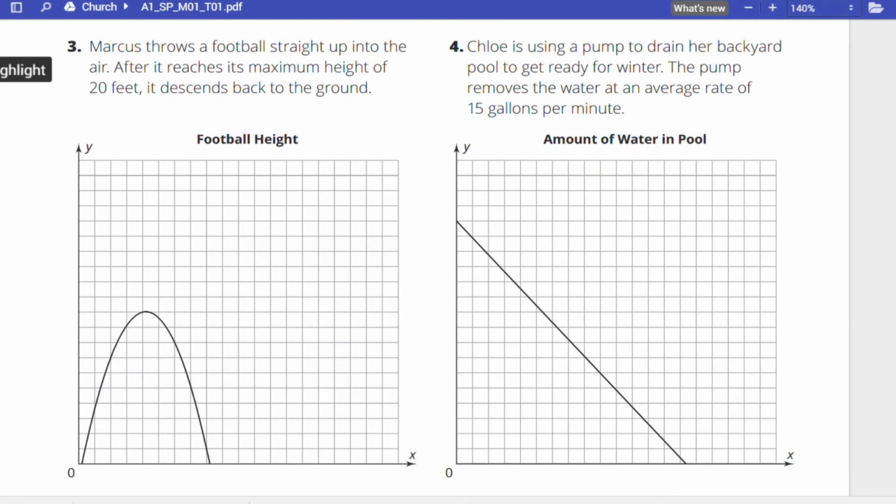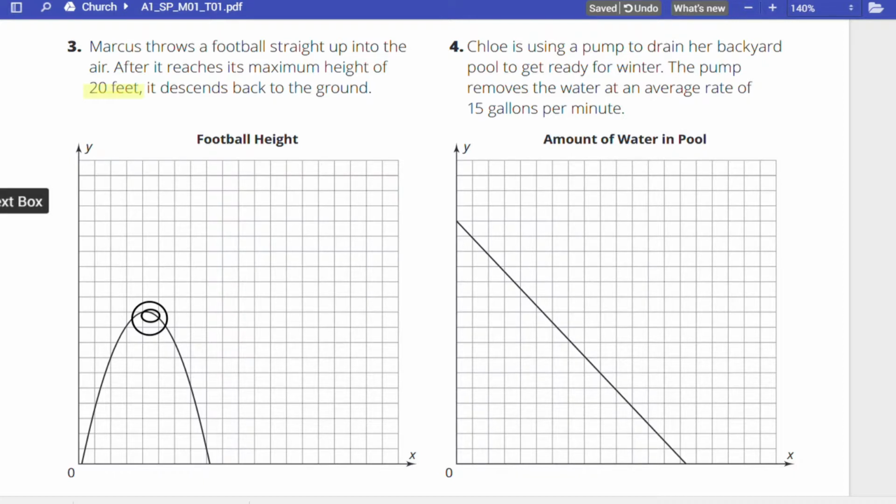What's going on here is it says Marcus throws a football straight up in the air and it reaches a maximum height of 20 feet and then descends back to the ground. So if I'm reading this correctly, the maximum height occurs right around here at a maximum height of 20 feet.